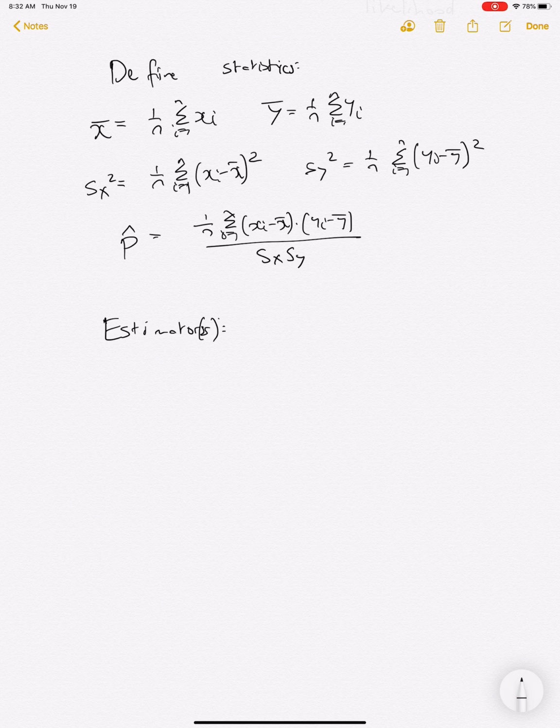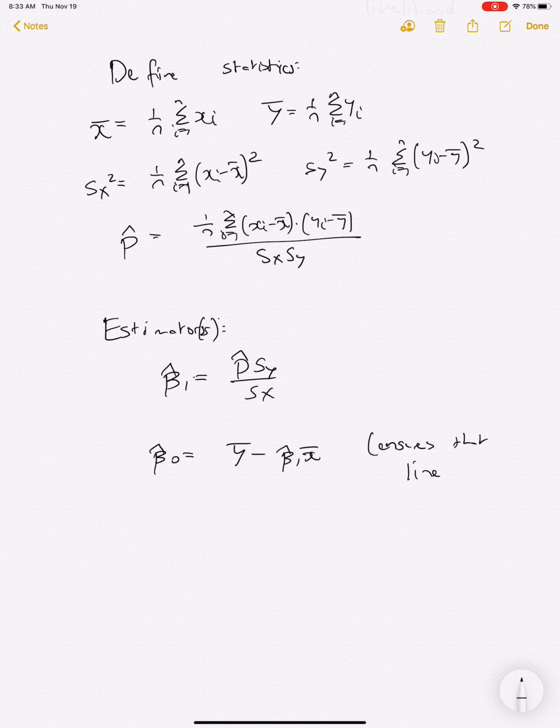So we have that beta hat 1, which is the slope, was just rho hat times sy over sx. Then our beta hat 0 was just y bar minus beta hat 1 x bar. And this just ensures that the line goes through the point x bar, y bar.